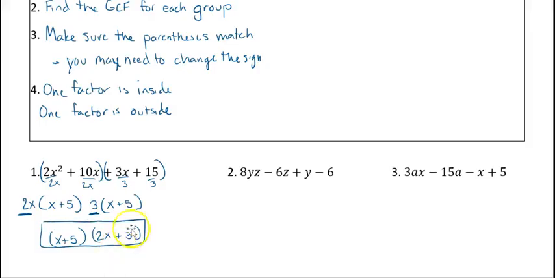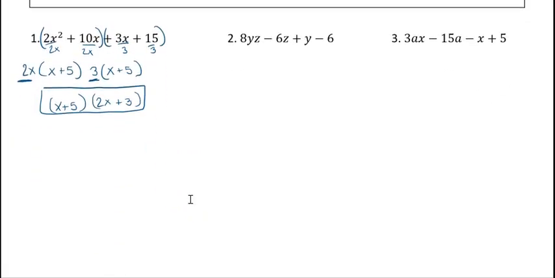So these are my two factors. All right, and then just like before, we're going to multiply back out to make sure that we got the right answer. So x times 2x would be 2x squared. X times 3 would be 3x. 5 times 2x would be 10x. And then 5 times 3 would be 15. Even though these are in the opposite order, this still matches my original problem up there, so this is my correct answer.